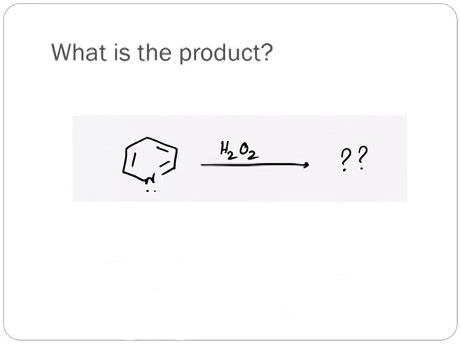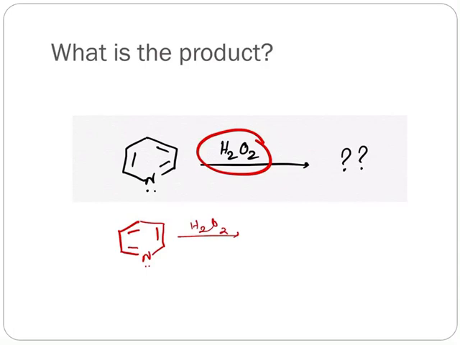This is very simple. Pyridine is treated with hydrogen peroxide. When we generally perform different types of reaction on pyridine, first we convert the pyridine into pyridine N-oxide by treating with hydrogen peroxide. So this question has actually been asked in GPAT 2018, and when it is treated with hydrogen peroxide, this will give pyridine N-oxide.